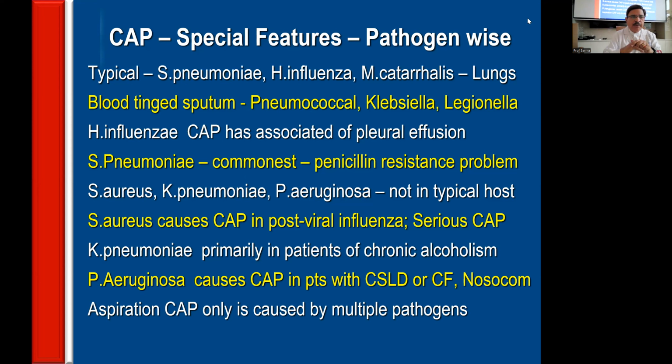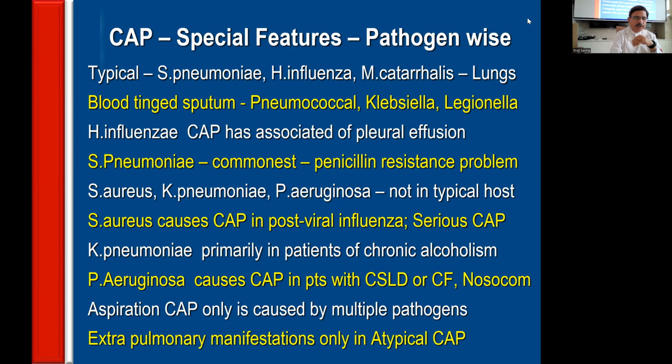Aspiration CAP is by multiple pathogens, because once you have an aspiration, it's not one organism. Extrapulmonary manifestations, you get it only in atypical pneumonia. In typical pneumonia, there are no extrapulmonary manifestations. Okay, these are very important conditions that you should know.